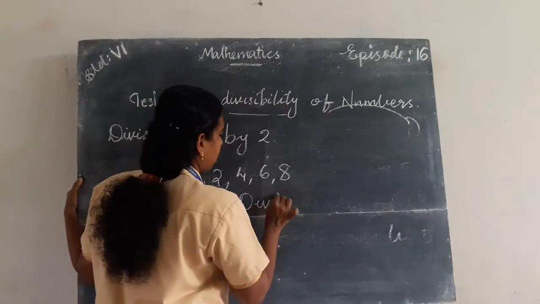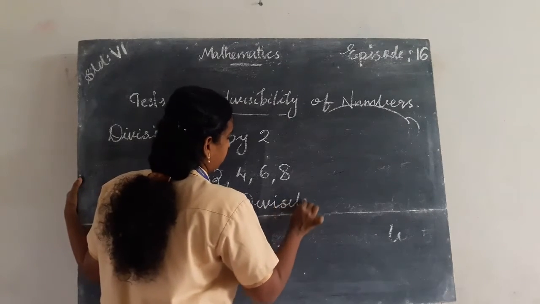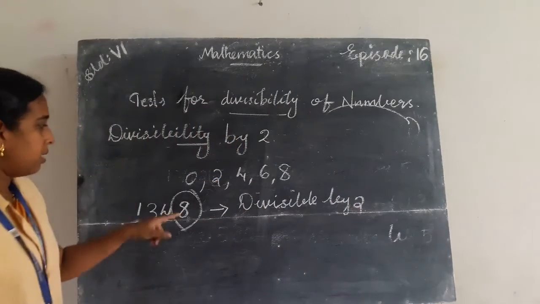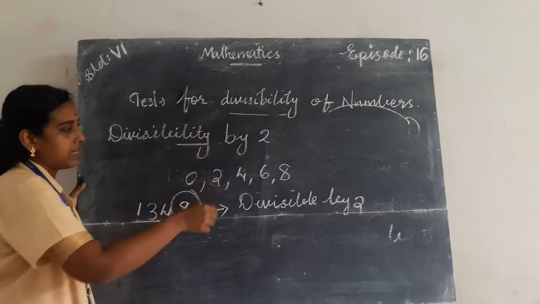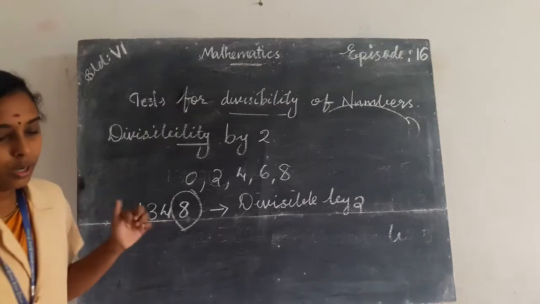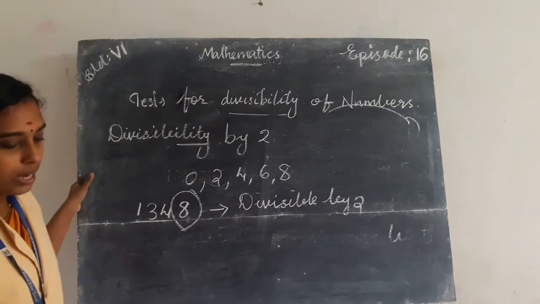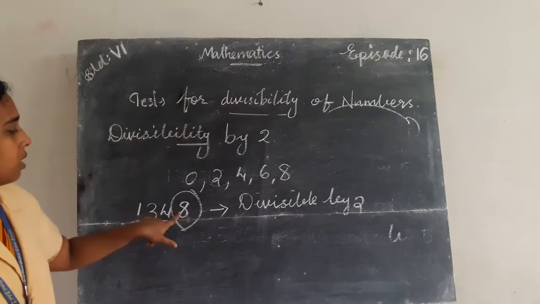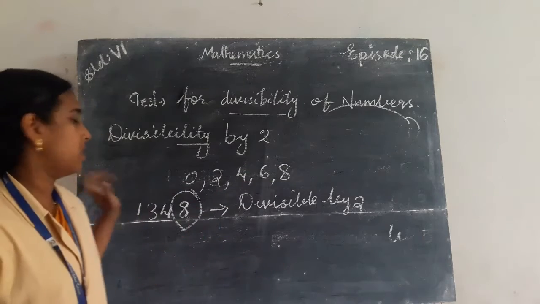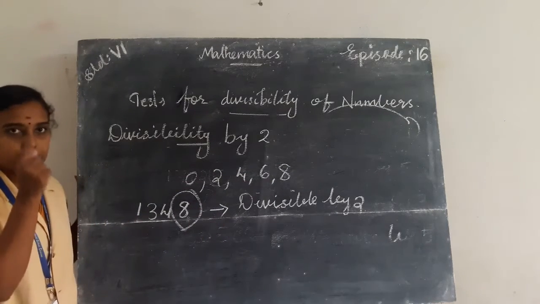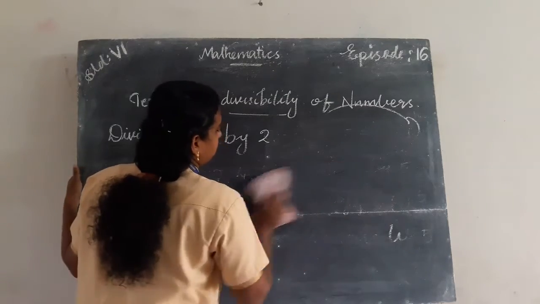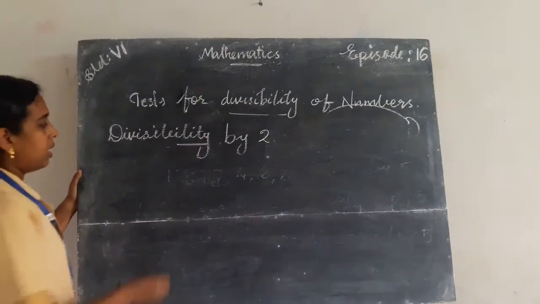So if in the ones place any of 0, 2, 4, 6, 8 is given, then we can say that that number is divisible by 2. A number is divisible by 2 if in its ones place either 0, 2, 4, 6, 8 is coming. And the next one is another example.